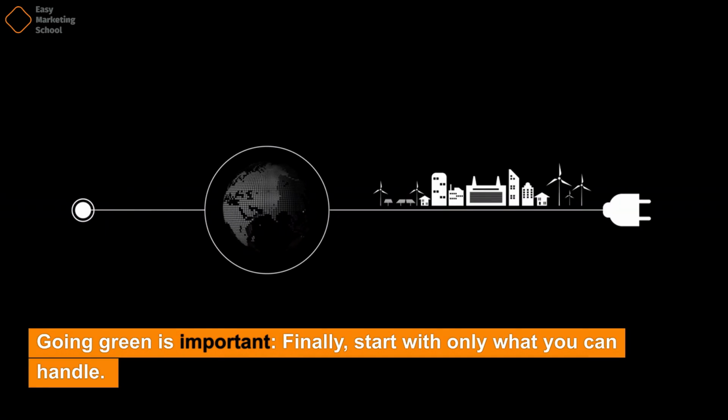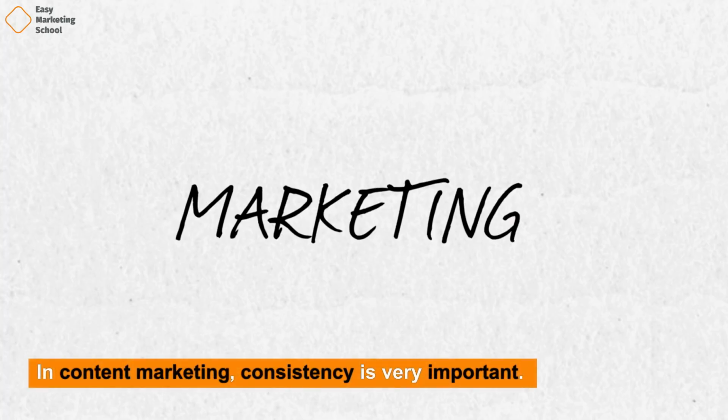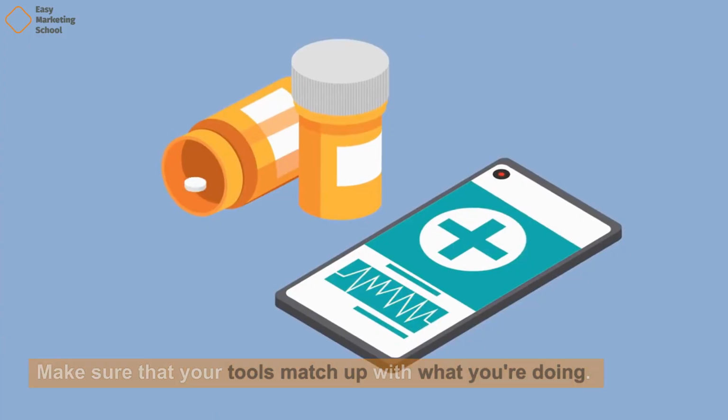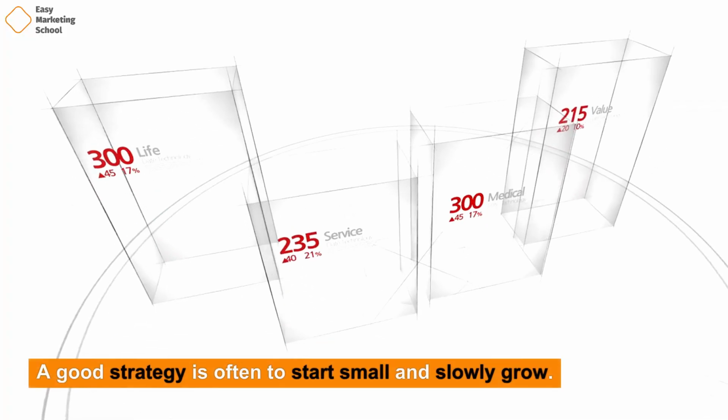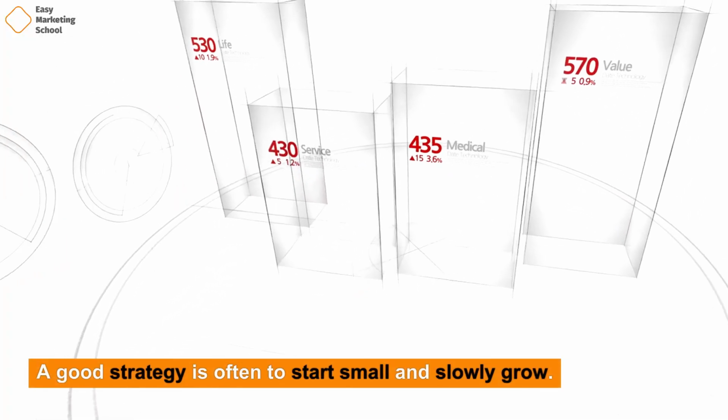Going green is important. Finally, start with only what you can handle. In content marketing, consistency is very important. Make sure that your tools match up with what you're doing. A good strategy is often to start small and slowly grow.